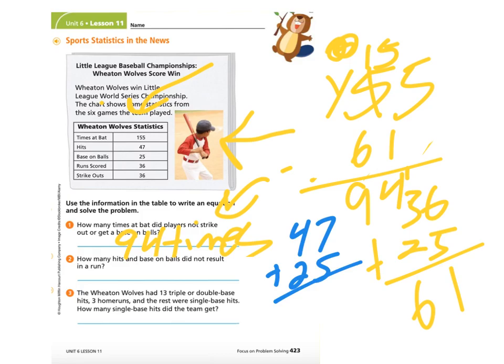So I'd add those together, 7, 8, 9, 10, 11, 12. 4 plus 1 is 5. So 72 times they got on base, but they only scored 36 times. So 36 of those kids that got on base scored, and what's left then are the kids who didn't score. So I would do 72 minus those 36. I'll let you finish that one up.